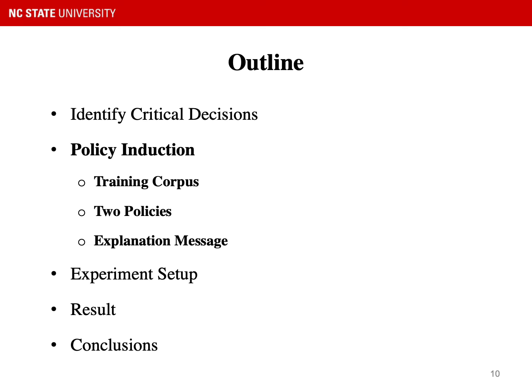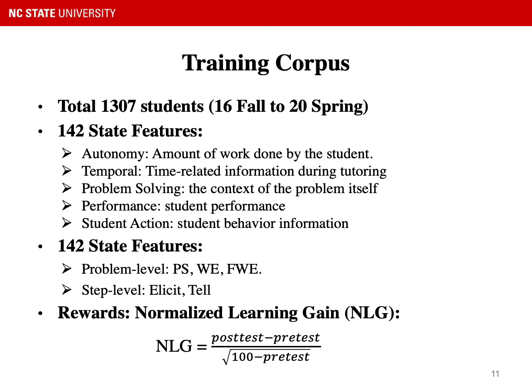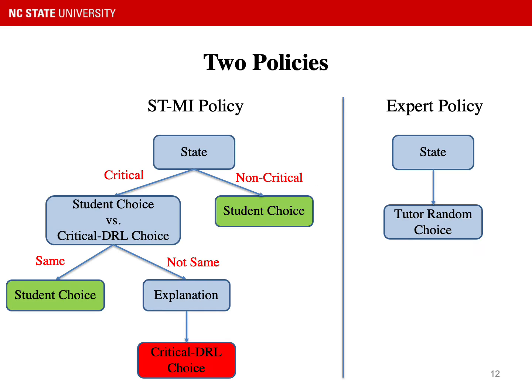Next is the policy induction. To induce the DQN and critical DQN policy, our training dataset contains more than 1,000 students from 7 semesters. There are 142 state features, which can be characterized into 5 groups. There are 3 actions in the problem level and 2 actions in the step level. The delayed reward is based on normalized learning gain.